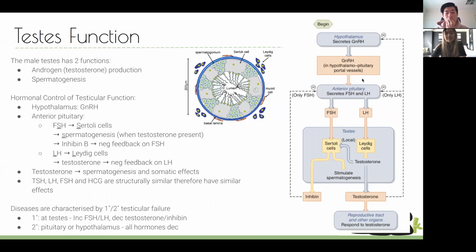Secondary diseases are at your anterior pituitary. You literally just move one up and you see all hormones decrease because you have less FSH and LH, and that causes fewer signals towards your Sertoli and Leydig cells, which in turn secrete less inhibin and testosterone.